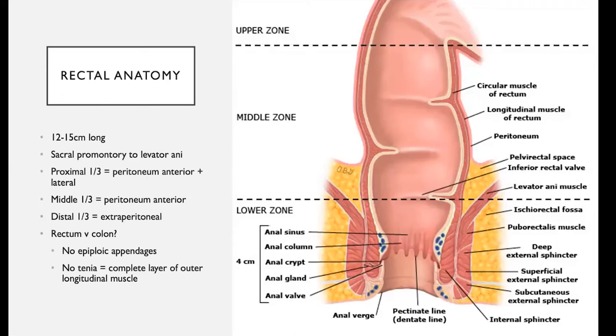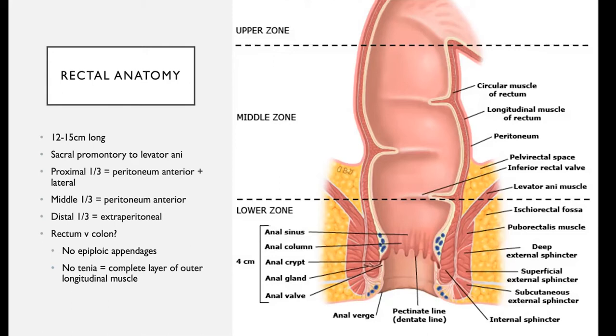Starting off with some anatomy, rectal anatomy. The rectum's 12 to 15 centimeters long. It starts usually at the sacral promontory and ends at the levator ani muscle. The proximal 1/3 of the rectum has peritoneum anterior and lateral. The middle 1/3 has peritoneum anterior, and then the distal rectum is extraperitoneal.